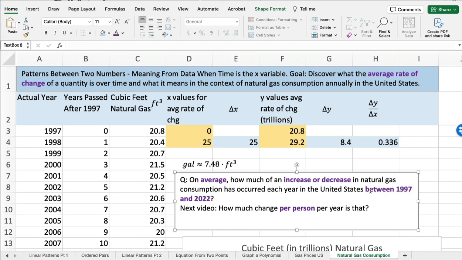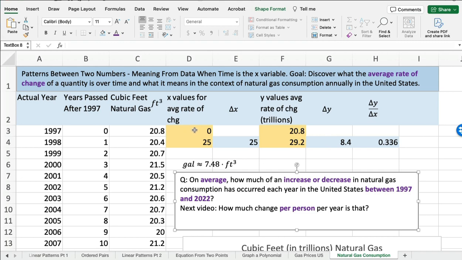And speaking of that, the question needed to state what our beginning time was going to be and our ending time was going to be, because that could be literally any time gap at all that is of interest. But in this case, the question wanted to know what the average change was across the entire time interval from 1997 all the way up to 2022.